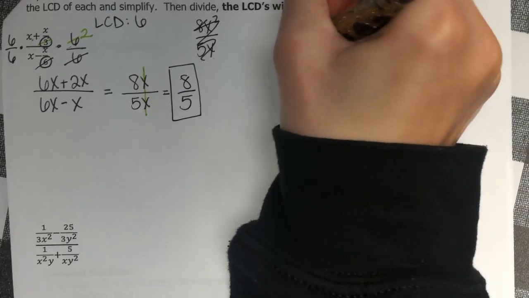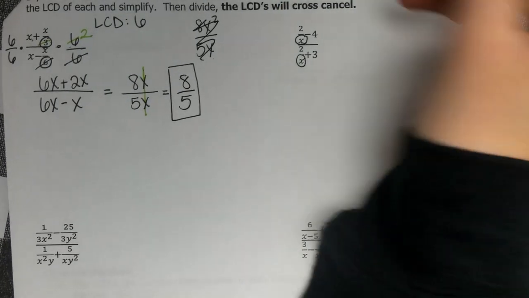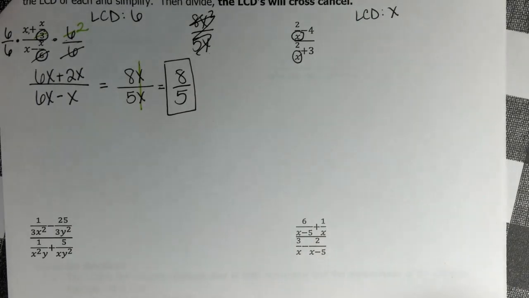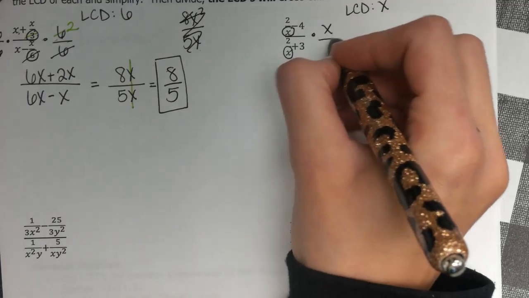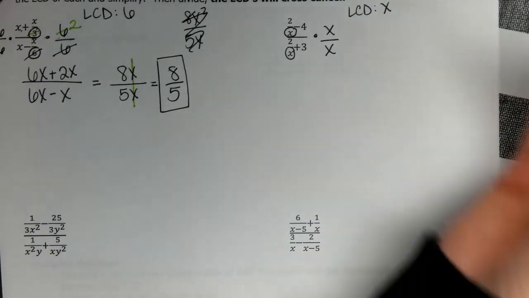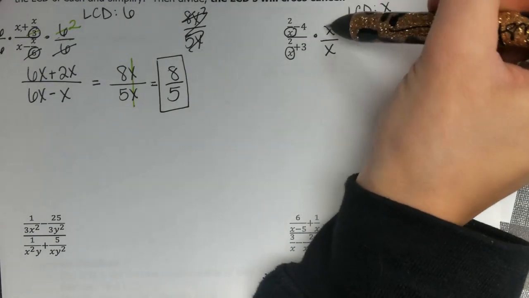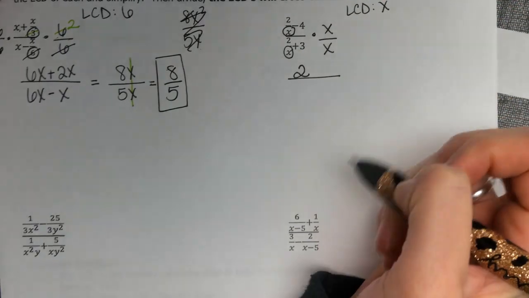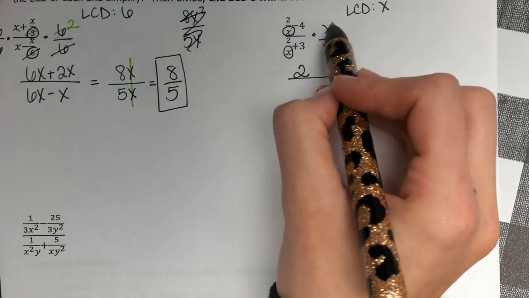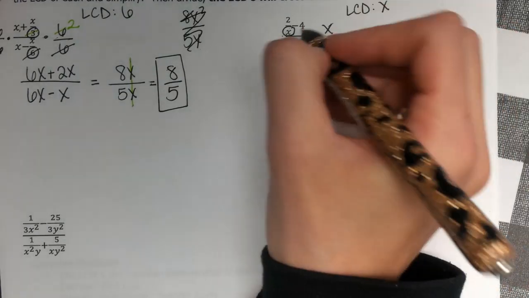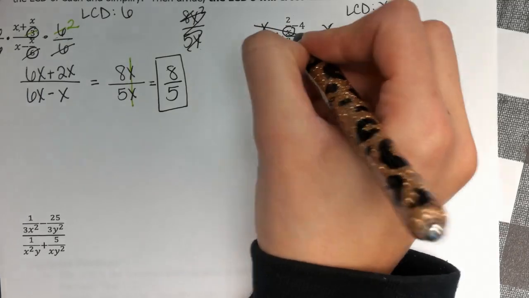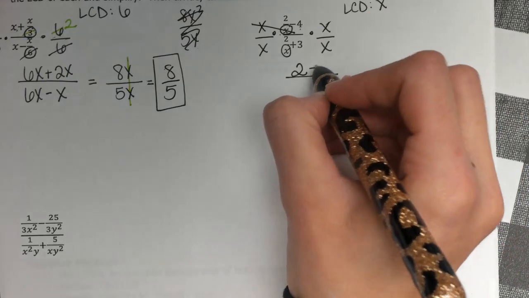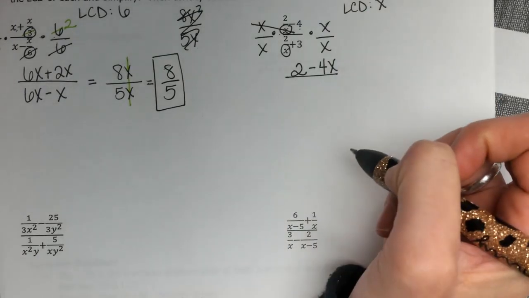Next problem, what's my LCD? Just x. So if I took 2 over x and multiplied it by x, what am I left with? 2. Right? Because that would cancel. If I need to write it, I can. That would cancel. But here, I don't have a fraction, so it's a negative 4x.